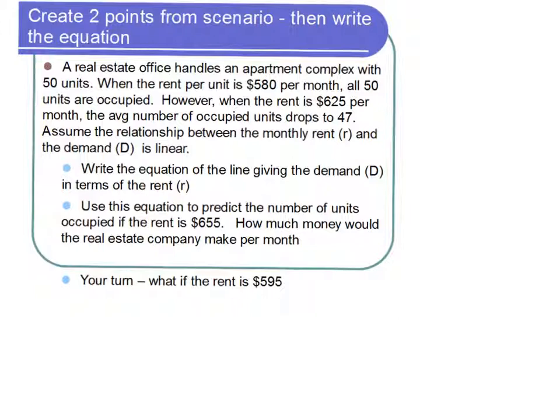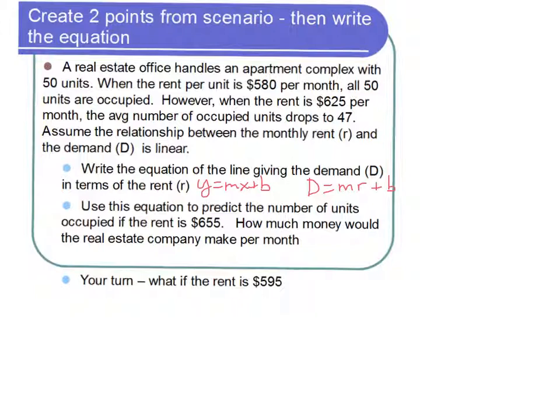Okay, so really that's just write our equation, y equals mx plus b, but instead it's going to be like a D in terms of the rent, so it's going to be mR plus b. So we're going to have a D and an R instead of an x and a y.